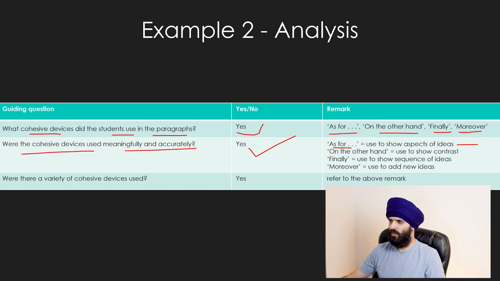On the other hand was used to show contrast. Finally was used to show sequence of ideas. Moreover, it was used to add new ideas. So it was used pretty nicely actually. Were there a variety of cohesive devices used? Yes, there were. Look at all this information here. They used so many of these, right? Makes sense. It's a good answer. Now let's move forward.